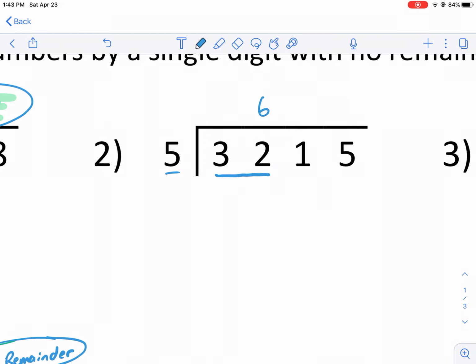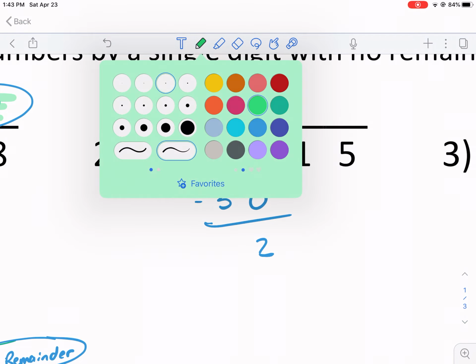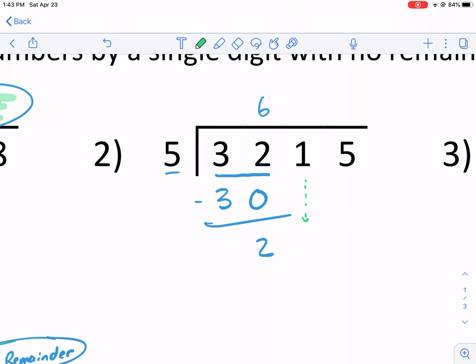It goes in 6 times. 5 times 6, again, I'm multiplying this times this each time and writing that number. So I'll do light blue this first time. So I get 5 times 6 is 30, and I subtract because it's too much, and I'm left with 2. Okay, so now I'm going to drop down this 1, and now I have a new number. 5, does it go into 21? It does, but it doesn't go in perfectly, just like it didn't go in perfectly to 32.